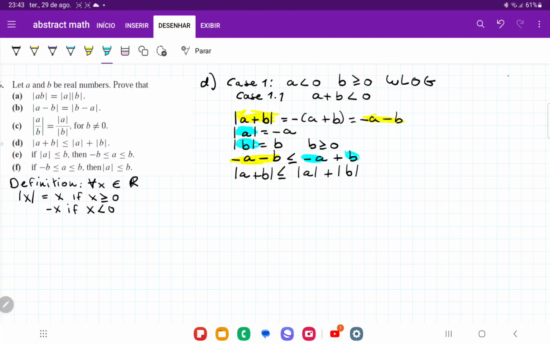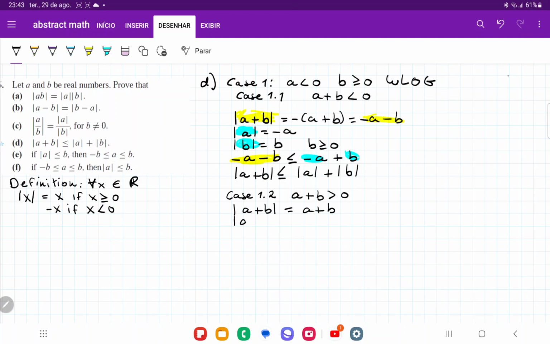Okay, so that was case 1.1. And now we have to do case 1.2. So still the subcase where A is negative, B is non-negative, but now we're going to consider that this sum is greater than 0. So in this subcase, the absolute value of A plus B is just going to be A plus B, no big deal.